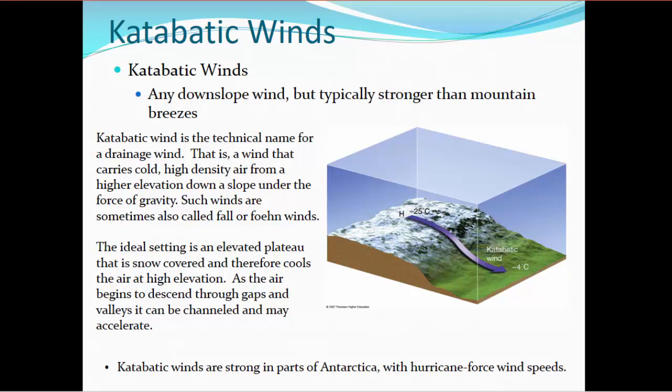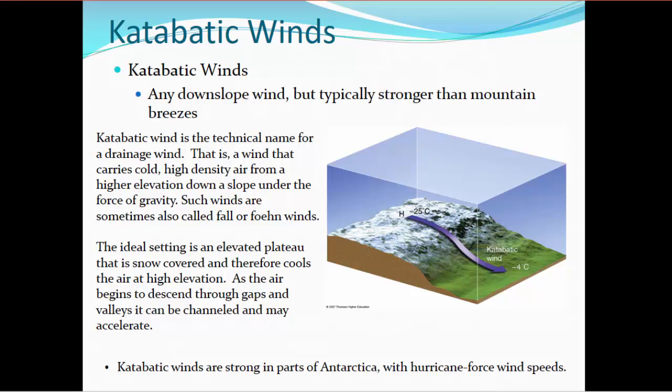You have to have a high plateau or an area at high elevation where cold air can sit for a very long time and become colder and colder. And then once that colder air begins to build up and thicken, it will literally flow over the peaks at the top of the mountain and flow downhill, and the force of compression will warm it very quickly. So a katabatic wind is the technical name for a drainage wind or also a gravity wind. That is a wind that carries cold, high-density air, since colder air is denser, from higher elevations down the slope under the force of gravity.